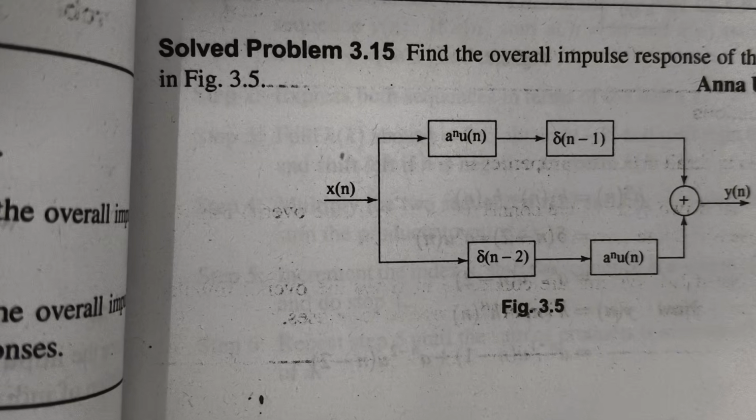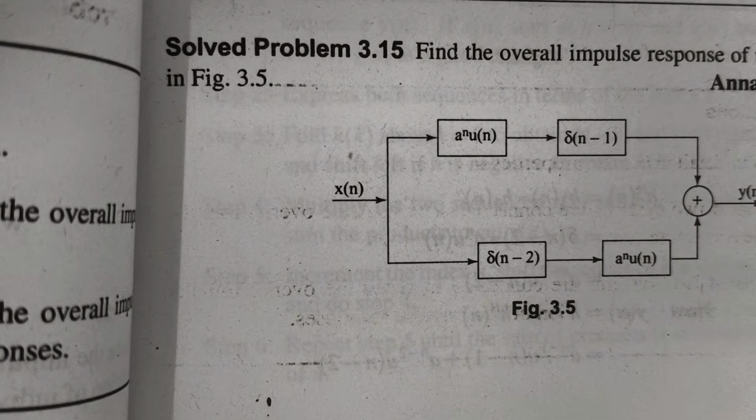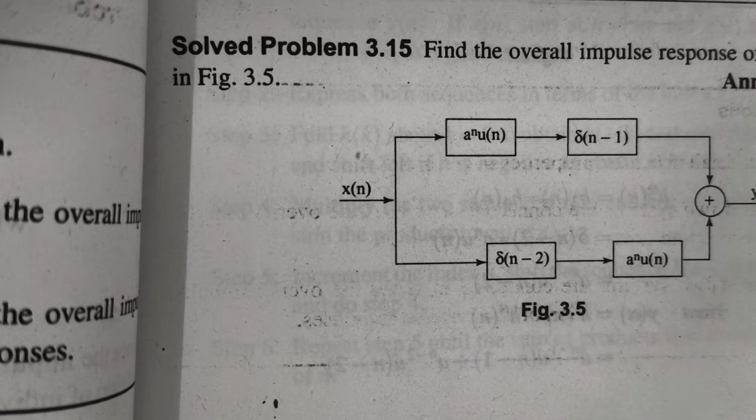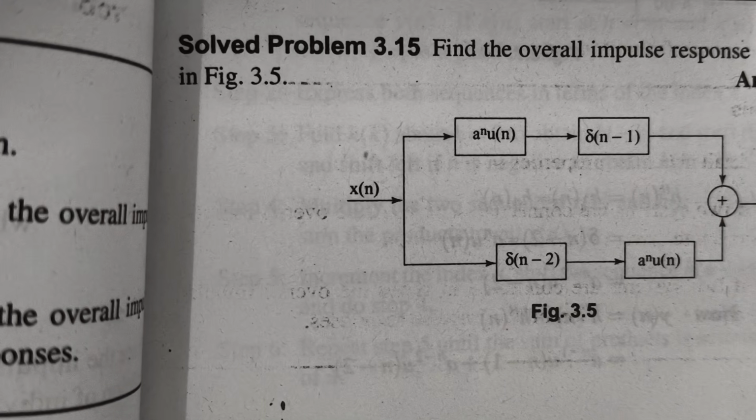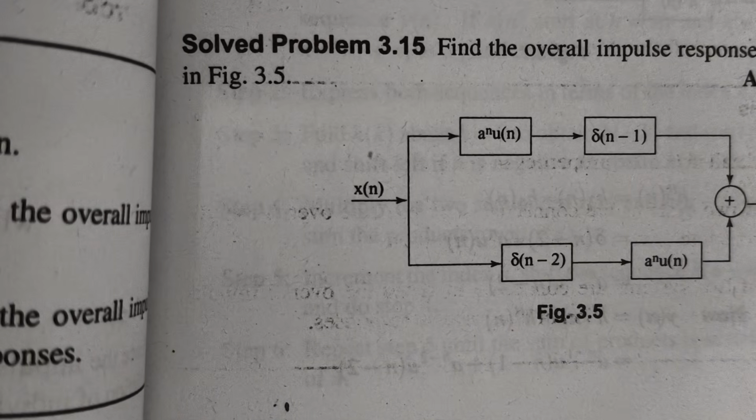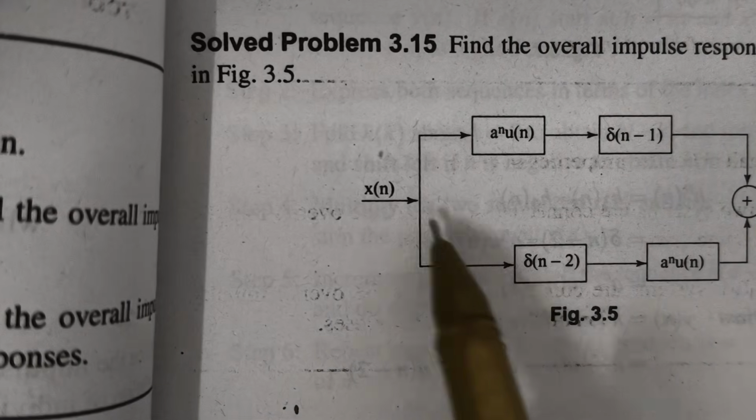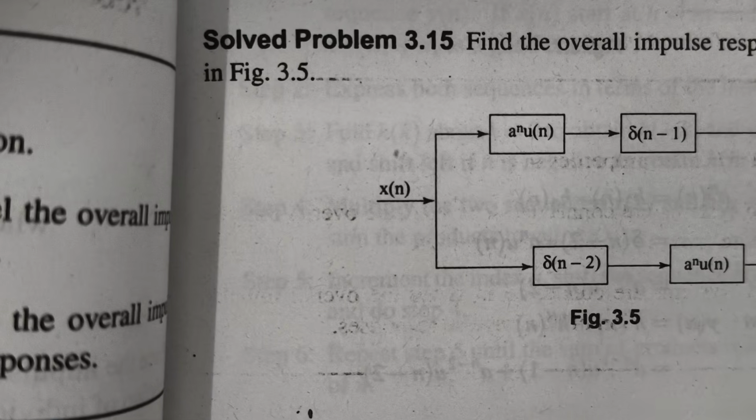So in this video, we are going to discuss a problem based on the impulse response of a system which is given. You can see the image of the system. From this image, we can see that you have a signal x of n, and it is split among two different parts.